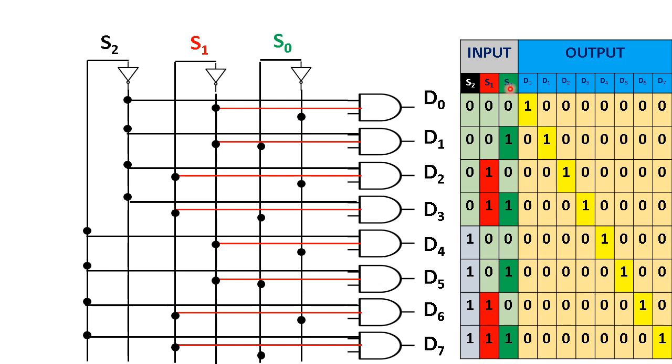In case of S0, you can see the values alternately changing. In the first row it is 0, then 1, 0, 1, 0, 1, 0, 1. So that means for D0 we will pass the complemented form. For D1 we will pass the uncomplemented form. Then alternately, D2 will be complemented, D3 uncomplemented. So here is the logic diagram for 3 to 8 decoder. I hope it is clear to you.